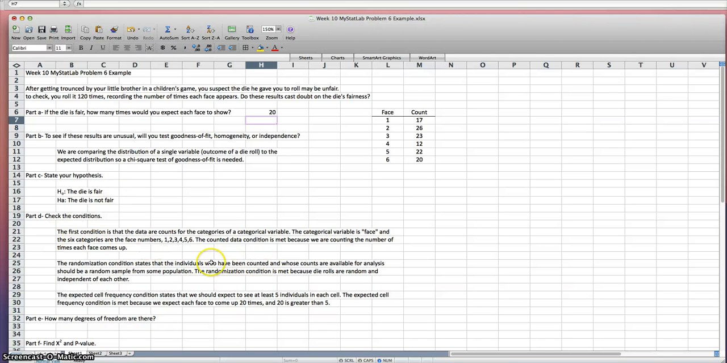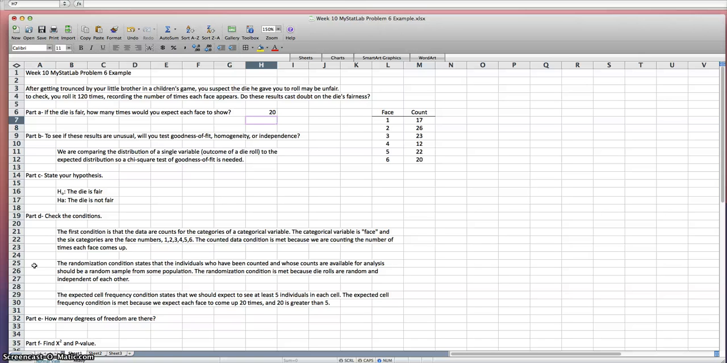Part D asks us to check the conditions. The first condition is that the data are counts for the categories of a categorical variable. The categorical variable is face, and the 6 categories are the face numbers, 1, 2, 3, 4, 5, 6. The counted data condition is met because we are counting the number of times each face comes up. The randomization condition states that the individuals who have been counted and whose counts are available for analysis should be a random sample from some population. The randomization condition is also met because die rolls are random and independent of each other.